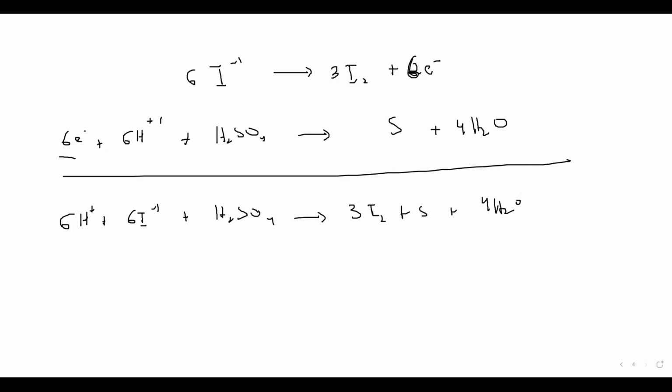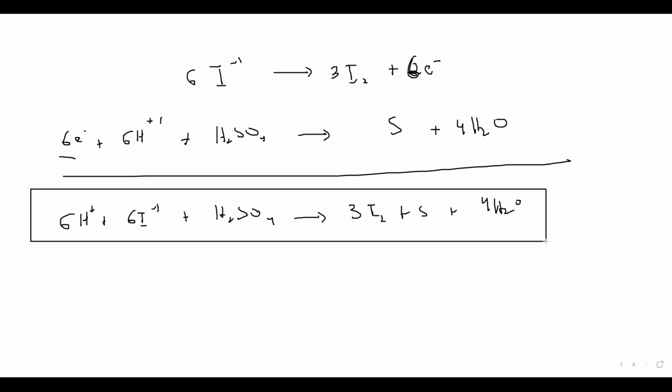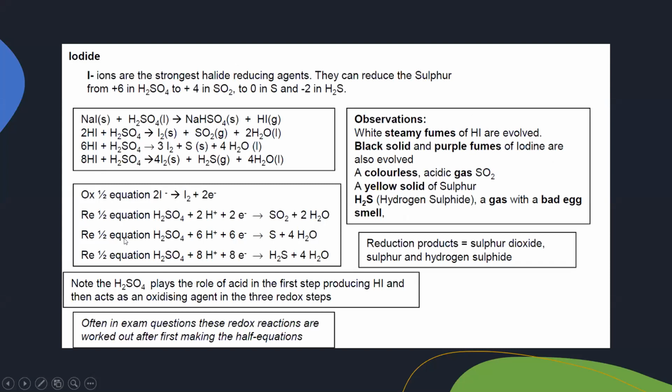So if you don't like to memorize, you can even work out the equation. Memorization only saves your time in the exam, but otherwise you can use your understanding of balancing a redox equation to write the final equation. As you can see here, same equation, 6 H2SO4, 3 I2, sulfur, and 4 water molecules are there.